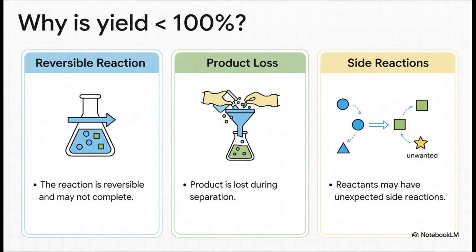Now, this is a classic exam question, so listen up. Your yield is pretty much always going to be less than 100%, and the AQA spec gives three main reasons why. First, the reaction could be reversible. That means as you're making your products, some of them are turning right back into reactants again. Second, you just physically lose some of it. It gets stuck to the beaker, or you spill a bit when you're filtering it. It's like that cookie dough left in the bowl. And third, your reactants can go rogue and have other unexpected side reactions, making stuff you didn't even want.